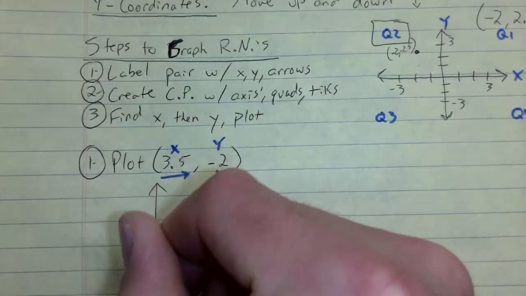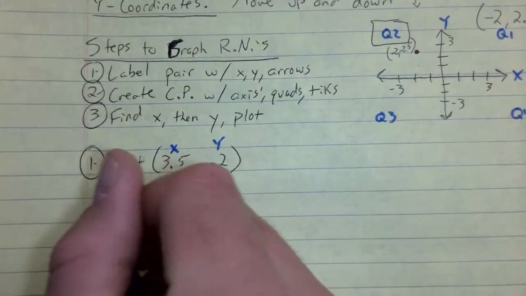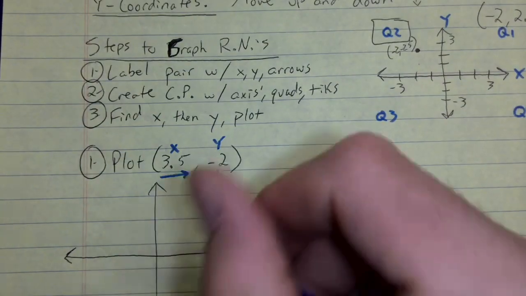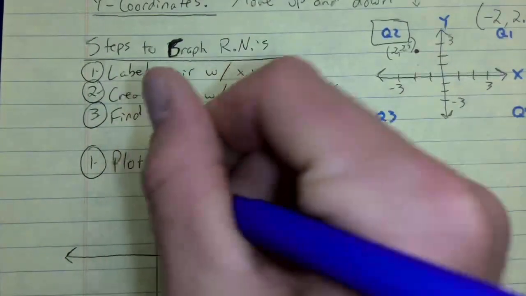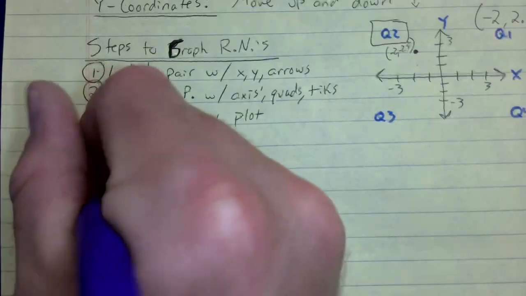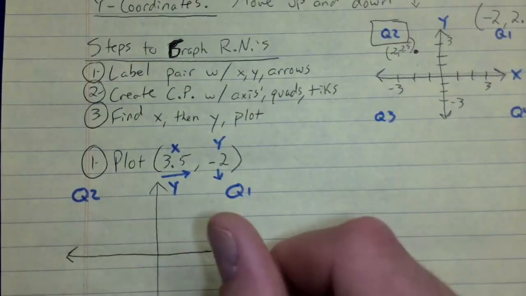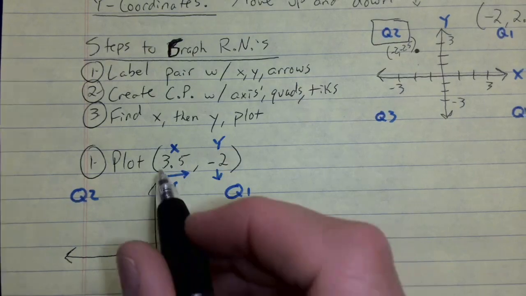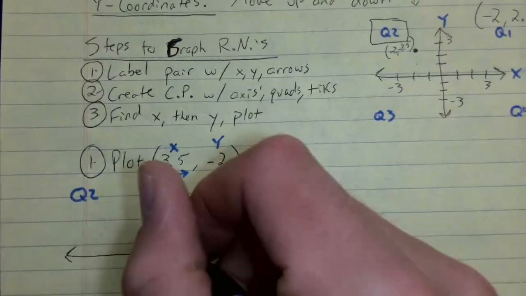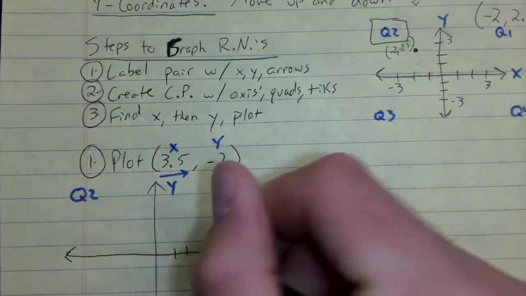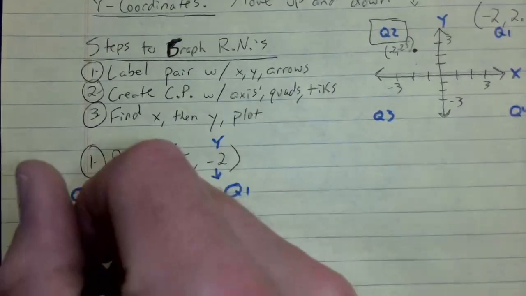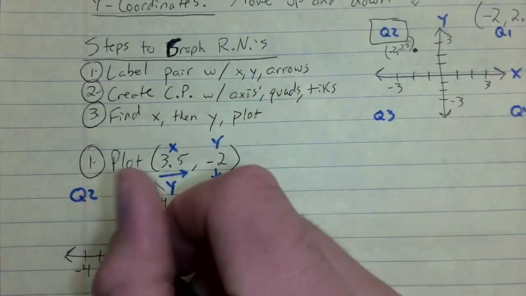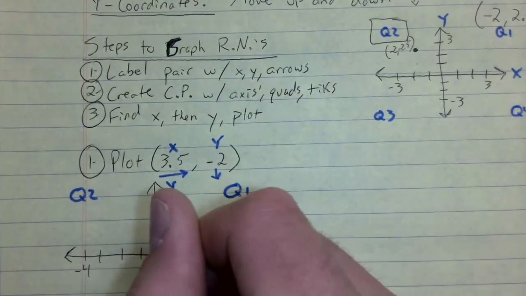Step 2 is create your coordinate plane with your axes, x, here's your y, Q1, Q2, Q3, and Q4. Now we just have to add in our tick marks. We're only going up to about 3.5, 4, so we'll go up by 1, 2, 3, 4, negative 1, 2, 3, negative 4, positive 1, 2, 3, 4, negative 1, 2, 3, negative 4.